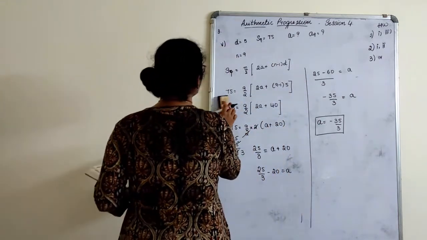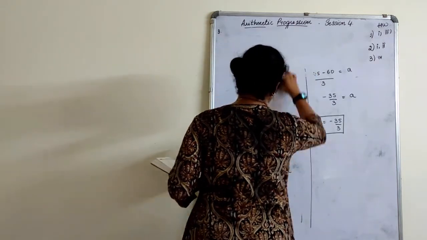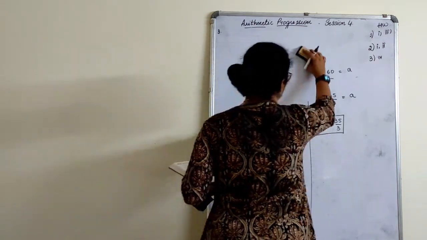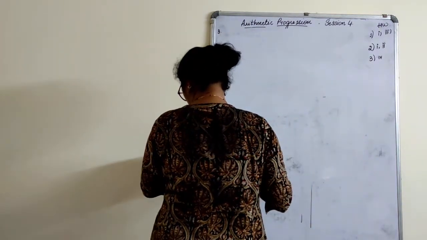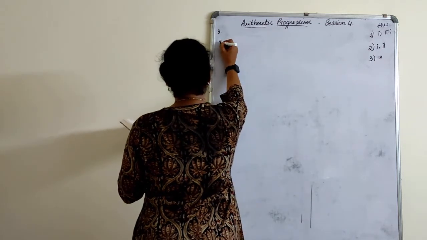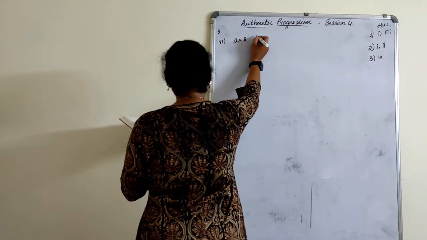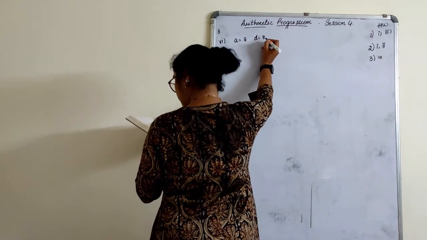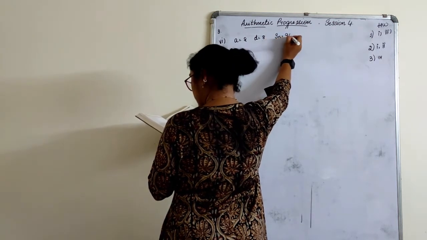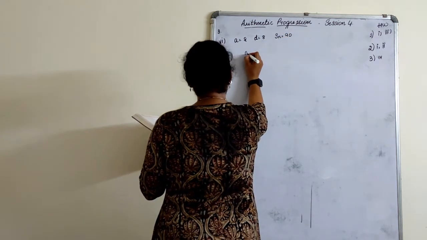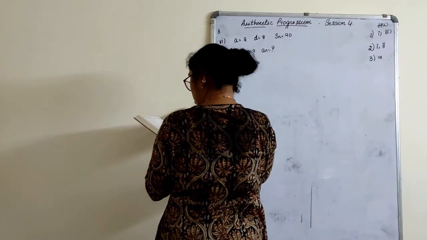So quickly we'll start with the sixth one. Let's see what they have asked in the sixth one. A is 2, common difference is 8, Sn is 90, and we have to find N and An both. So that is the sixth one.